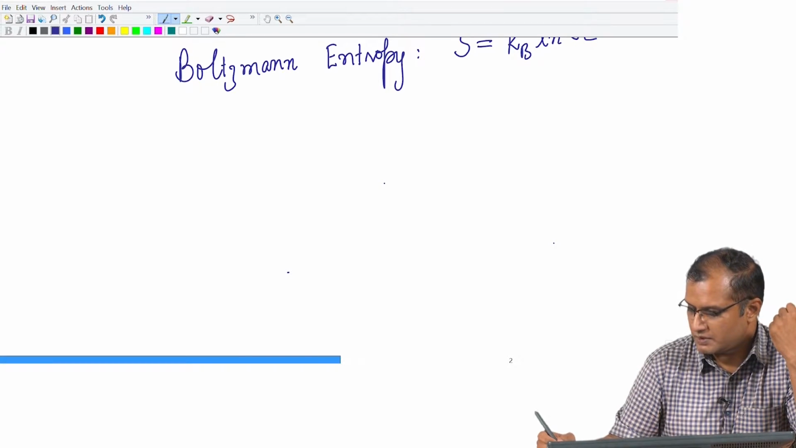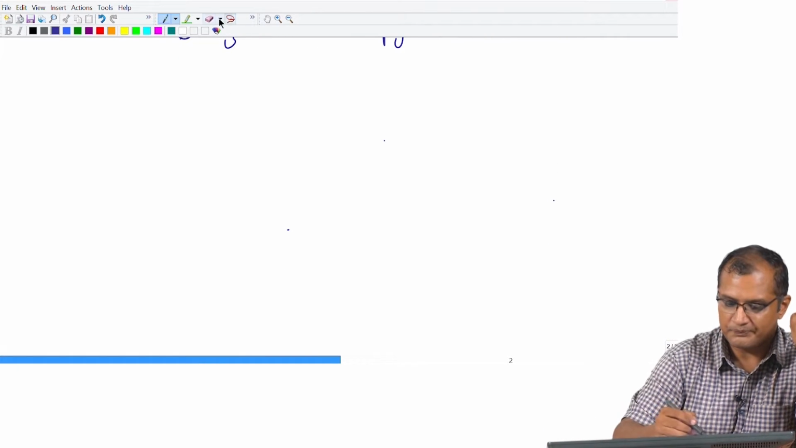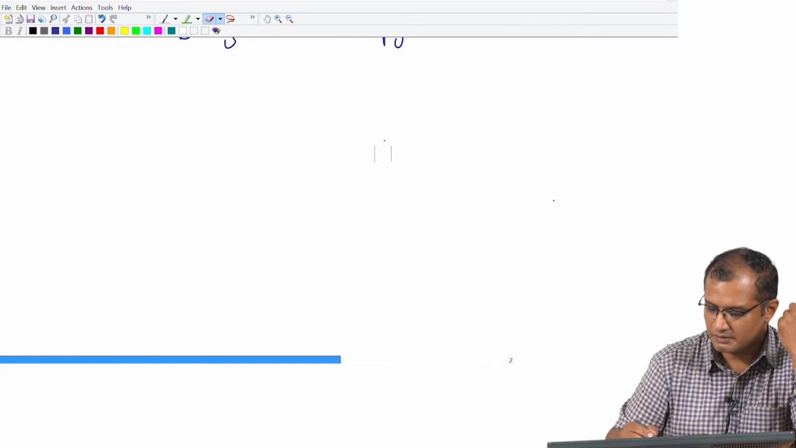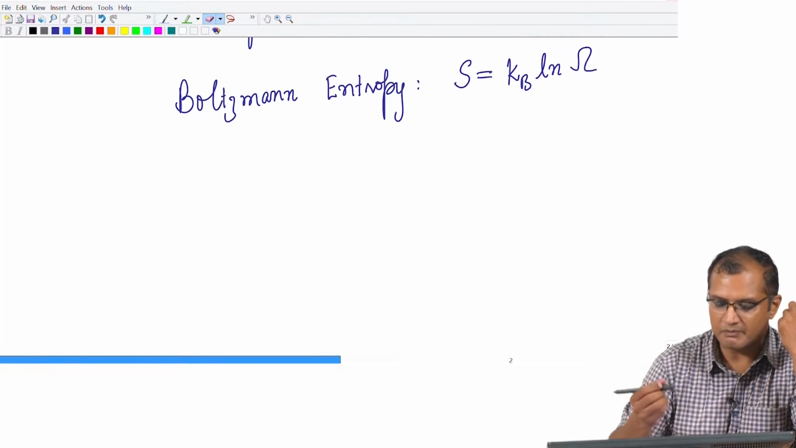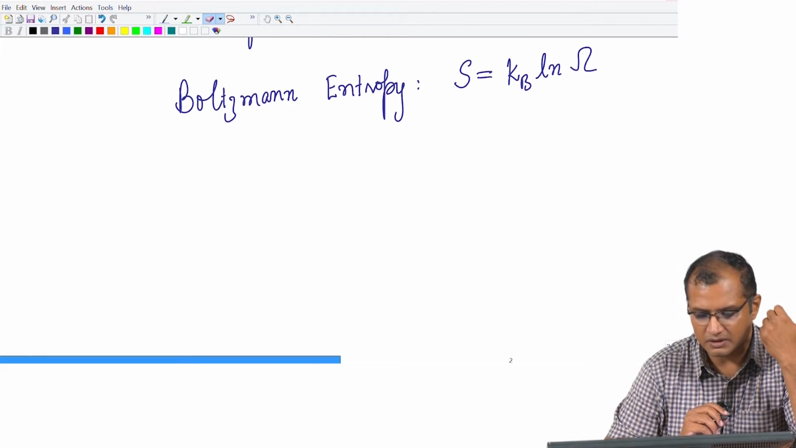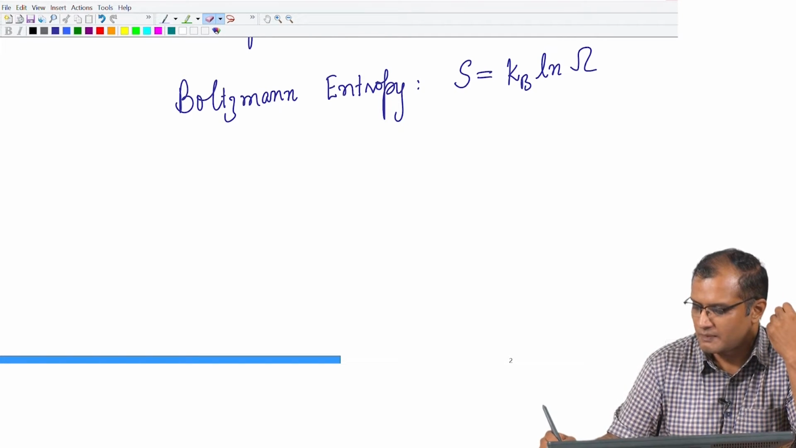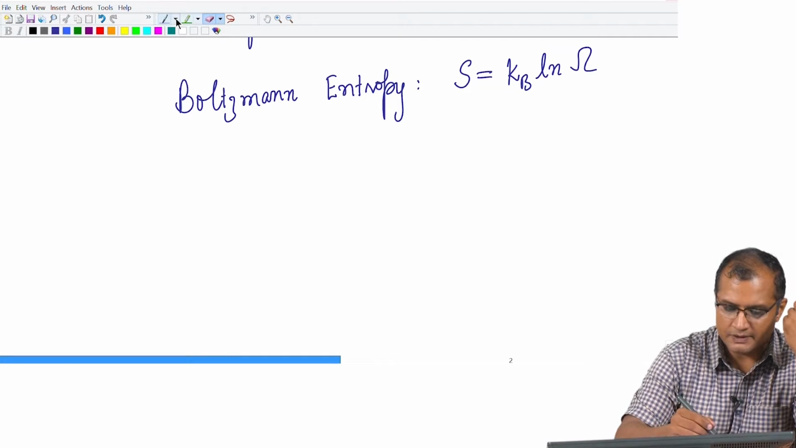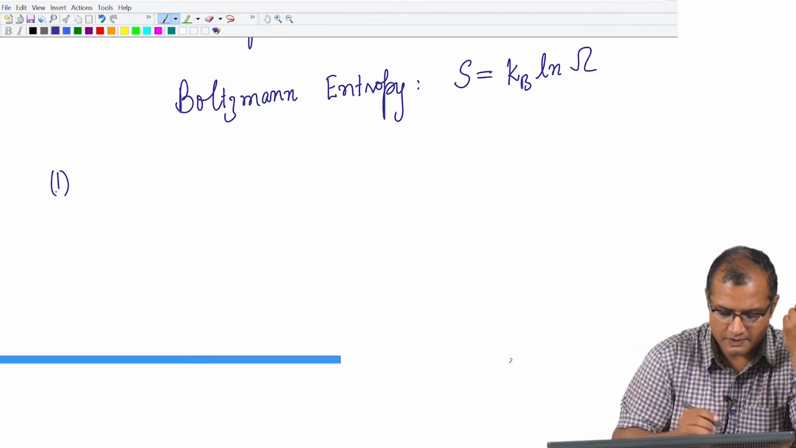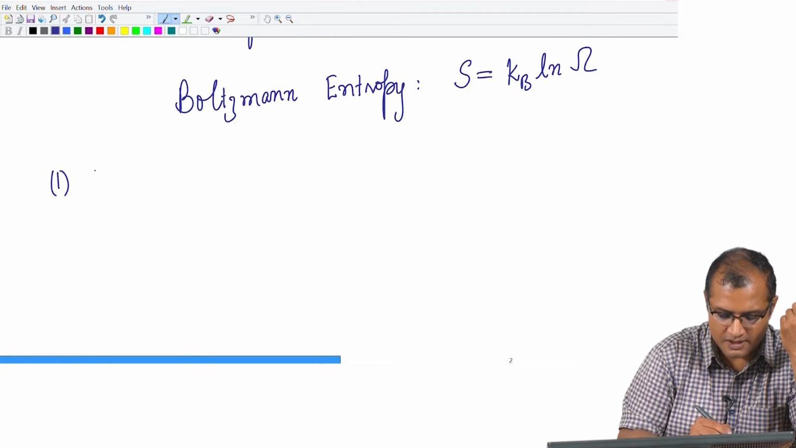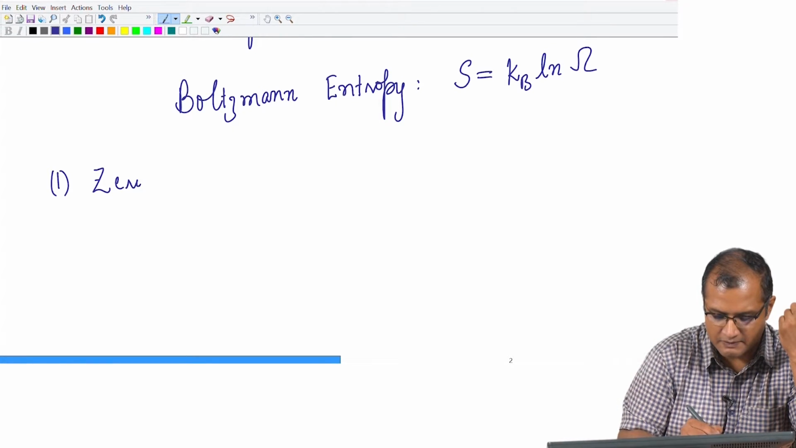We can actually revisit some laws of thermodynamics. In fact, we can derive statistically the laws of thermodynamics in the context of the microcanonical ensemble. So, we are going to stick to the microcanonical ensemble, and give some discussion on laws of thermodynamics. So, the first law that I would discuss is the zeroth law of thermodynamics.